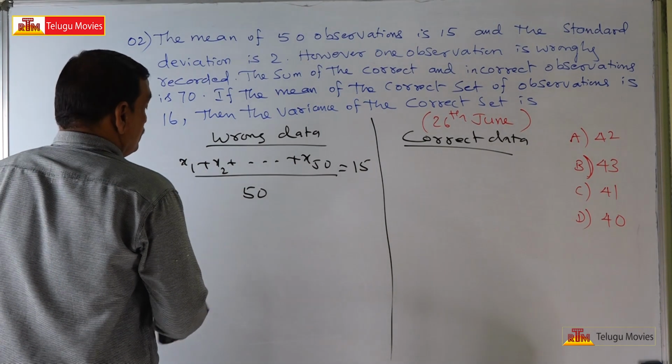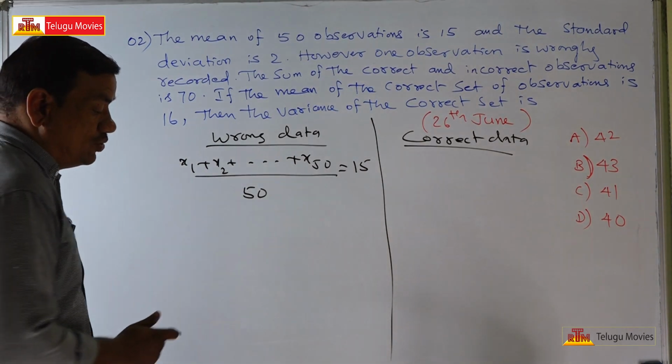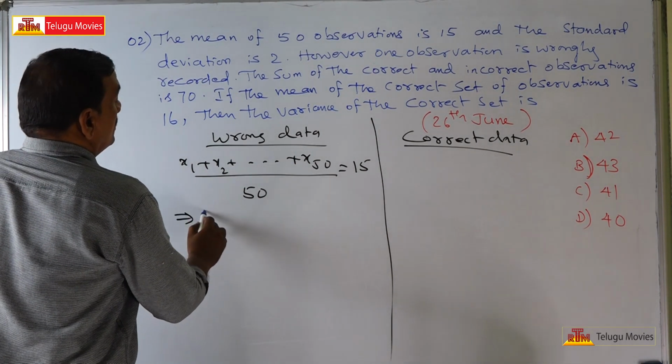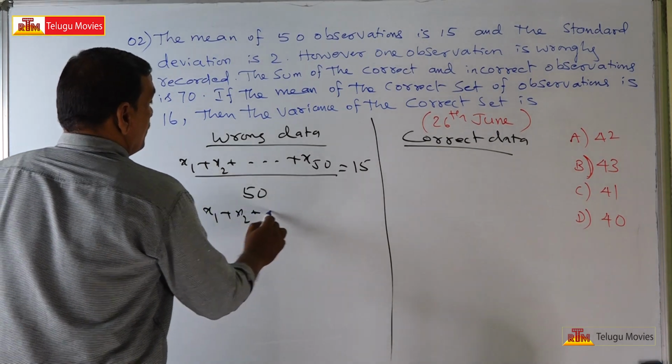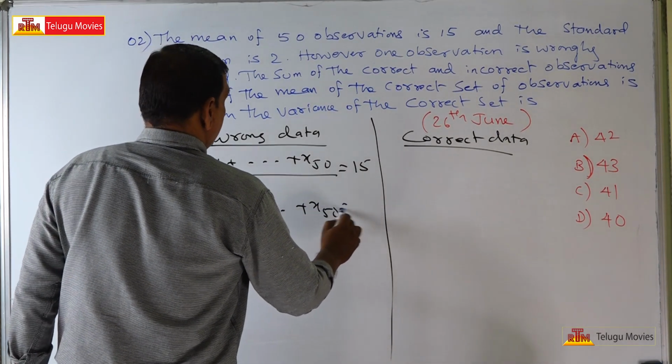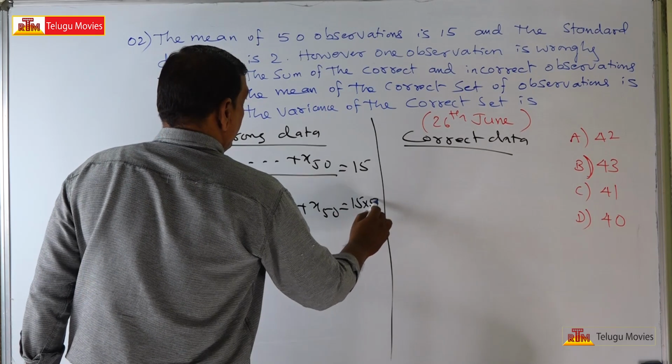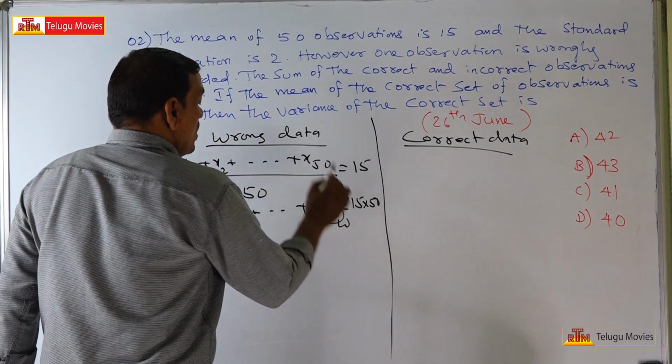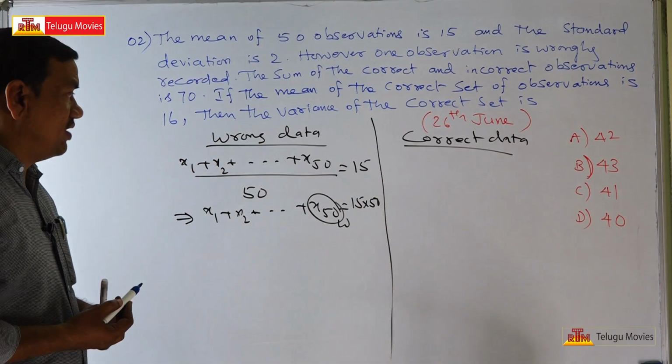So this implies x1 plus x2 plus so on up to x50 is equal to 15 into 50. Let us say this is the wrong observations. 51 is the wrong observation.